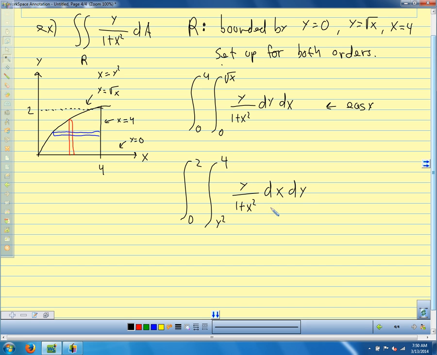This one, this integral with respect to x, the inner integral, easy or hard? Hard, because we have the integral of 1 over 1 plus x squared dx. So that would be some kind of trig sub thing that we'd have to do there. So this one's difficult.